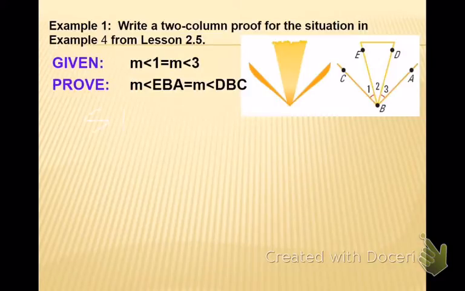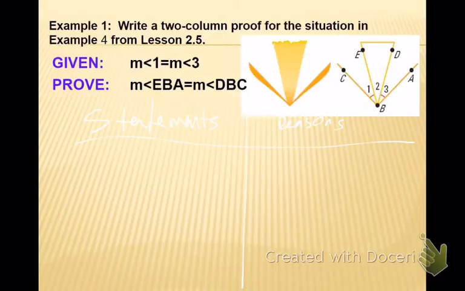So, we've got that diagram and that given information. And we need to come up with a series of statements and reasons that helps us go from knowing that the measure of angle 1 equals the measure of angle 3 to proving that angle EBA and angle DBC are equal.